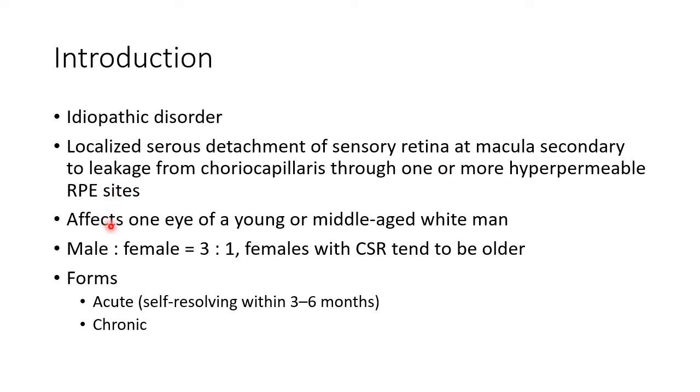CSR typically affects one eye of a young or middle-aged white man. The male to female ratio of CSR is 3:1, that is, it is more common in males. When it occurs in females, those females tend to be older. Now let us discuss the forms of CSR. There are two forms of CSR. They are acute CSR and chronic CSR. Acute CSR is usually self-resolving within 3 to 6 months.